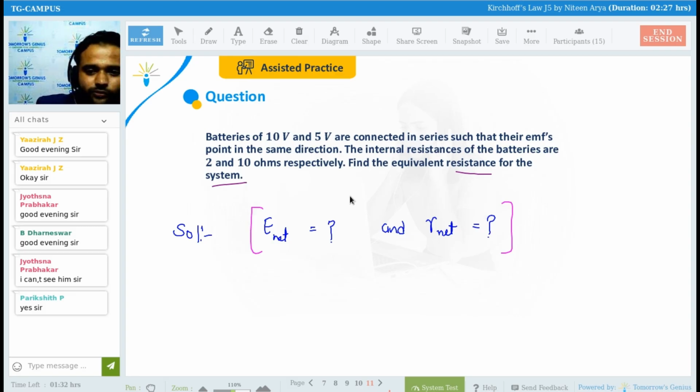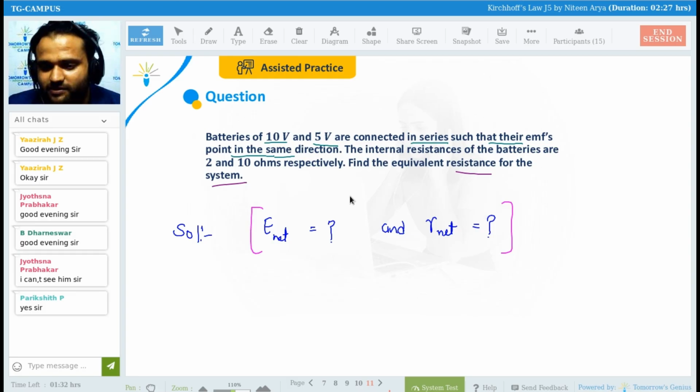See, this is very simple, students. Why do you take so much time? I need to understand this thing. See, the question states that batteries of 10 volt and 5 volt are connected in series such that their EMFs point in the same direction. This single phrase clears everything out. Is this clear in your head also or not? Tell me this first.